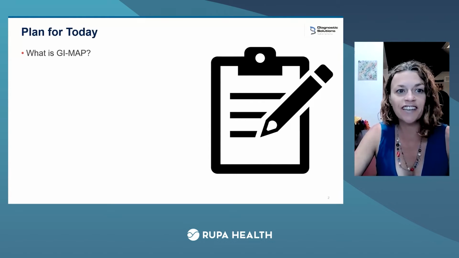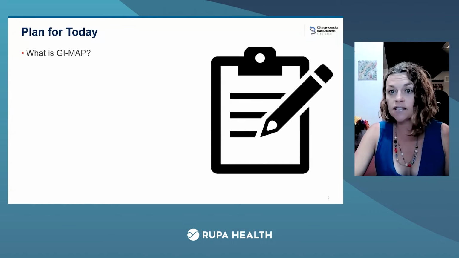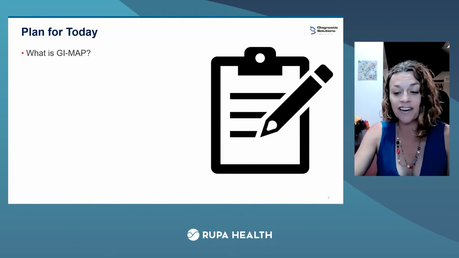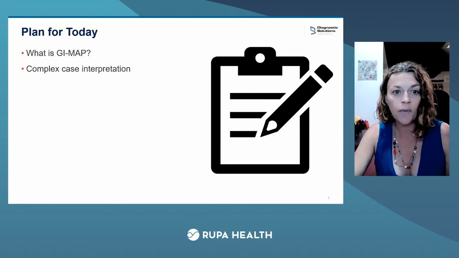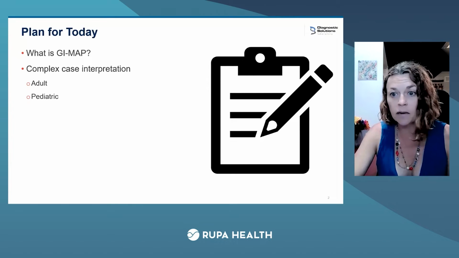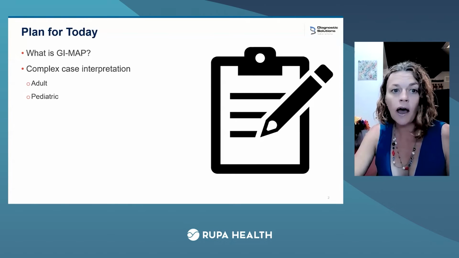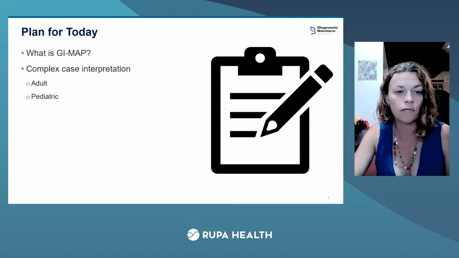So our plan for today, we're going to talk about the GI map. You've probably heard of it. The GI map is a stool test, and it's an industry leader for a reason, and we all like it a lot and use it a lot and find it to be an extremely valuable clinical tool. So that's what we're going to be going through today. And we're going to do some complex case interpretation. We've got an adult case and a pediatric case for you. Lisa's going to go through the first adult case and Amy's going to go through the pediatric case so we can go through those complexities and nuances.